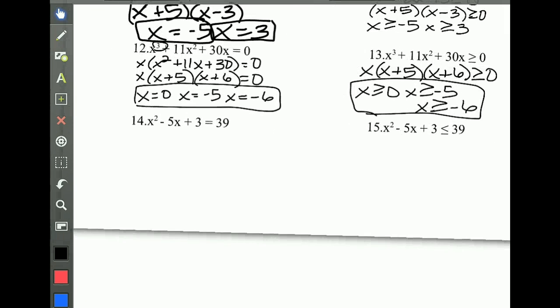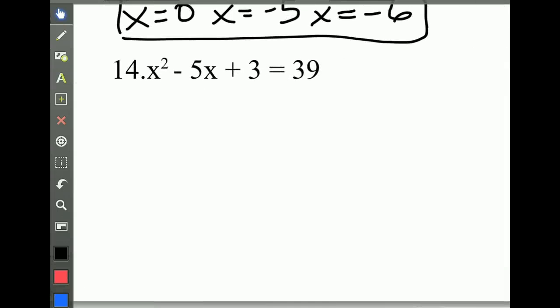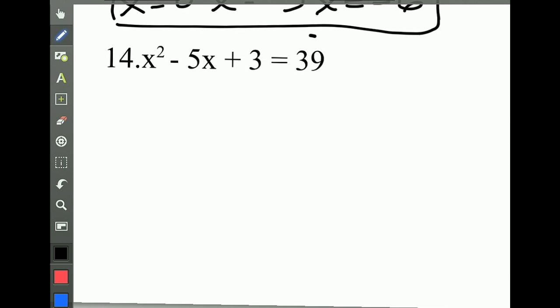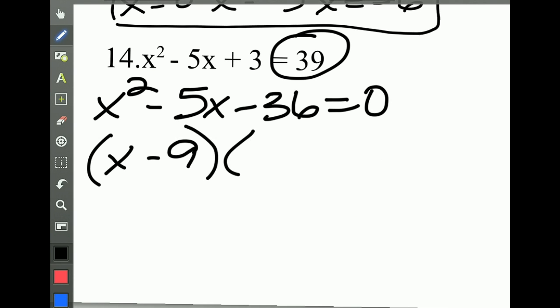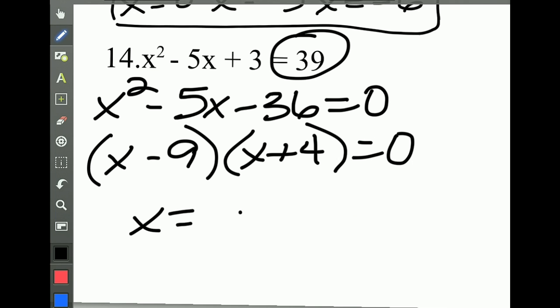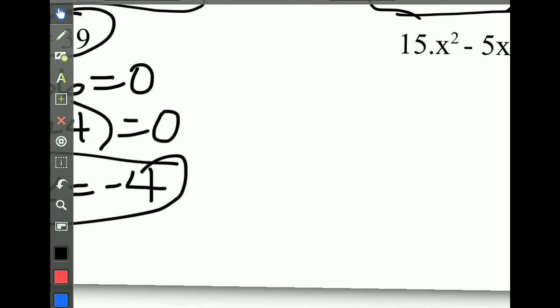Okay, last two, again, same problem, just different application, whether it's an equation or an inequality. So you need to bring this 39 to the other side by subtraction. So we'll get x squared minus 5x minus 36 equals 0. Then we need to factor, and that's x minus 9 and x plus 4. So our solutions are x equals 9 and x equals -4.